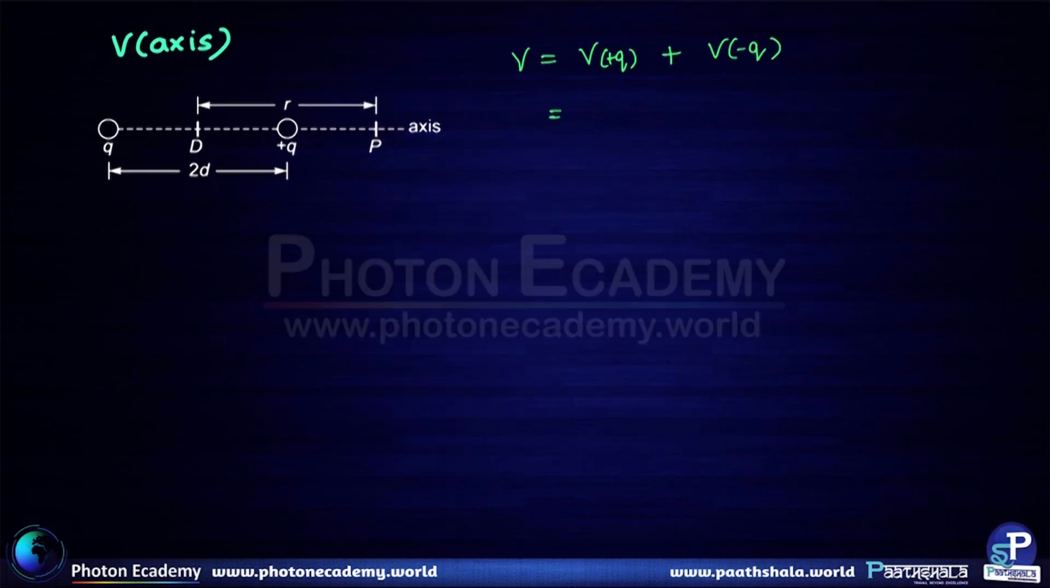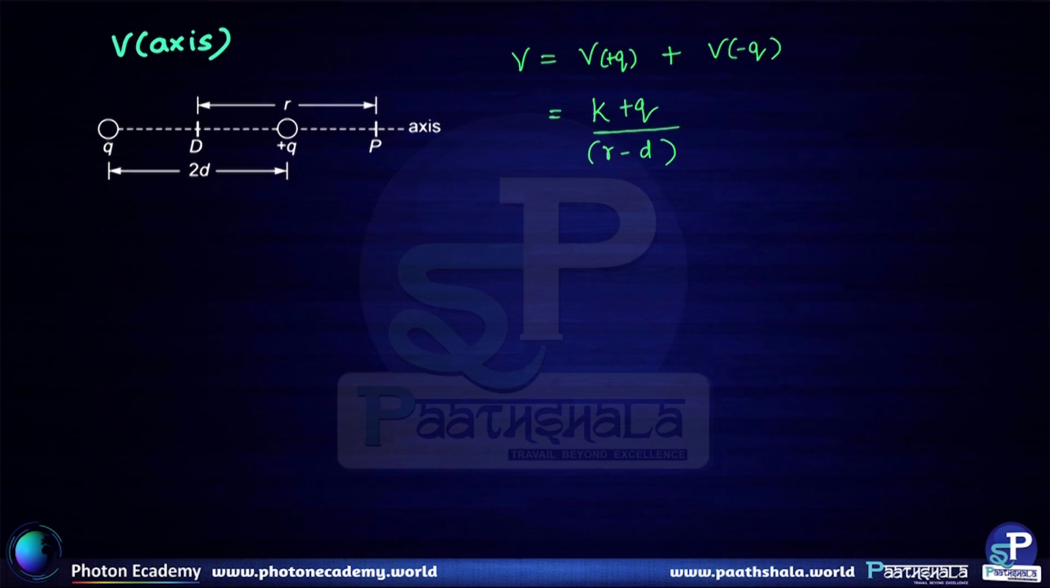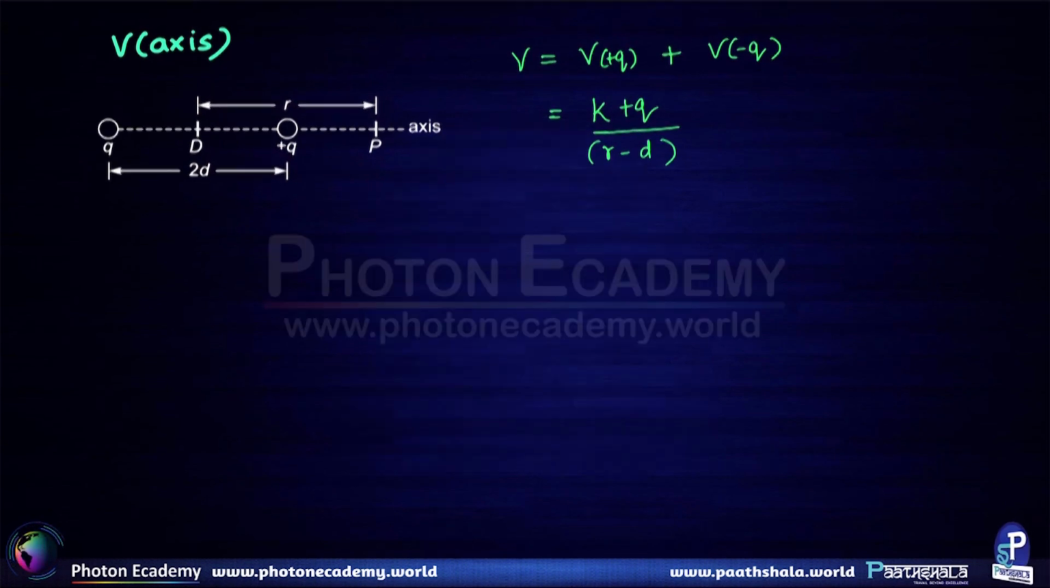Writing down the expression, we have k plus q divided by, what is the distance of the point P from the plus q charge? It is clearly r minus small d. This can be seen because this distance is r and this distance happens to be small d. So this particular distance is naturally r minus small d. So k into plus q divided by r minus small d, plus k into minus q divided by r plus small d.